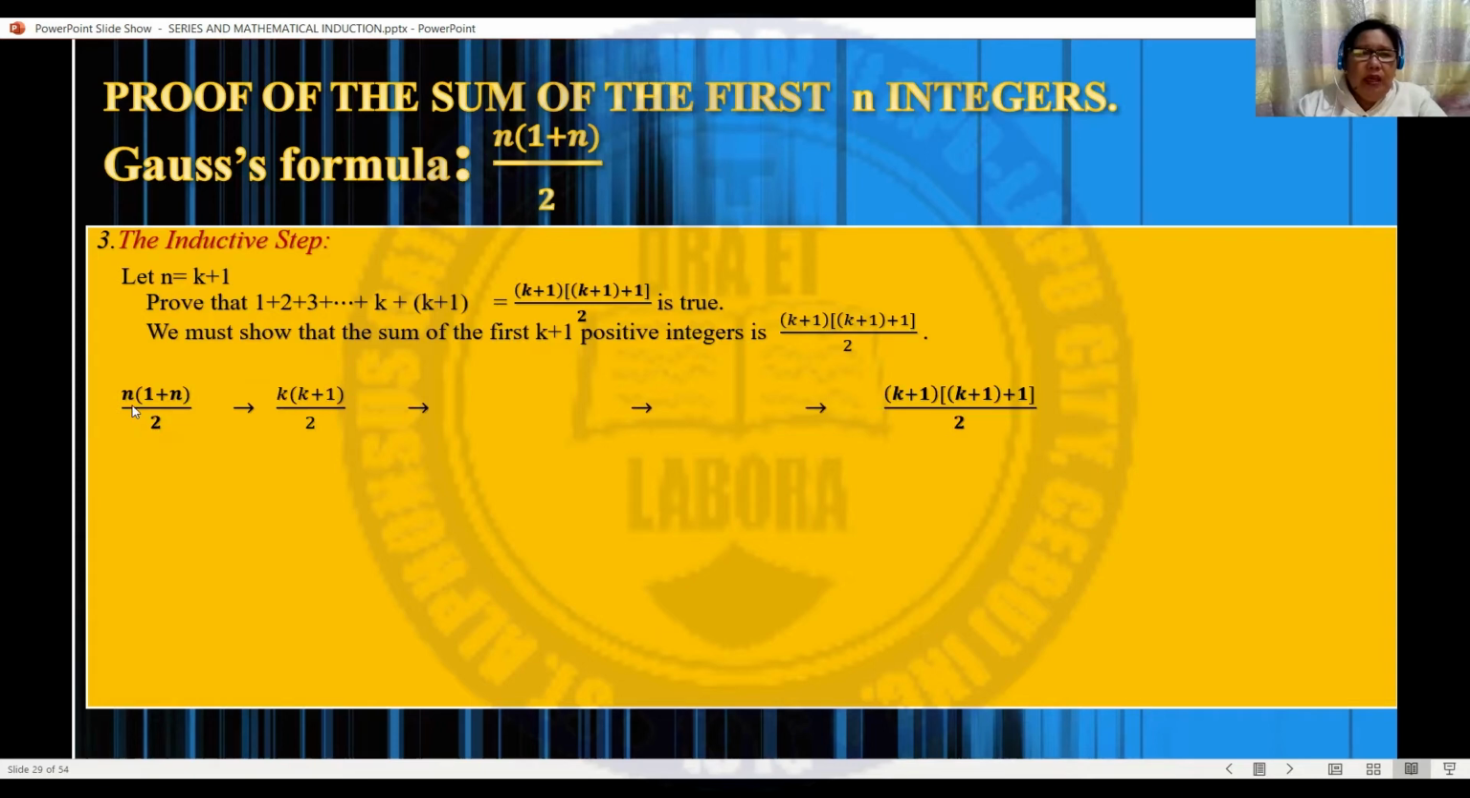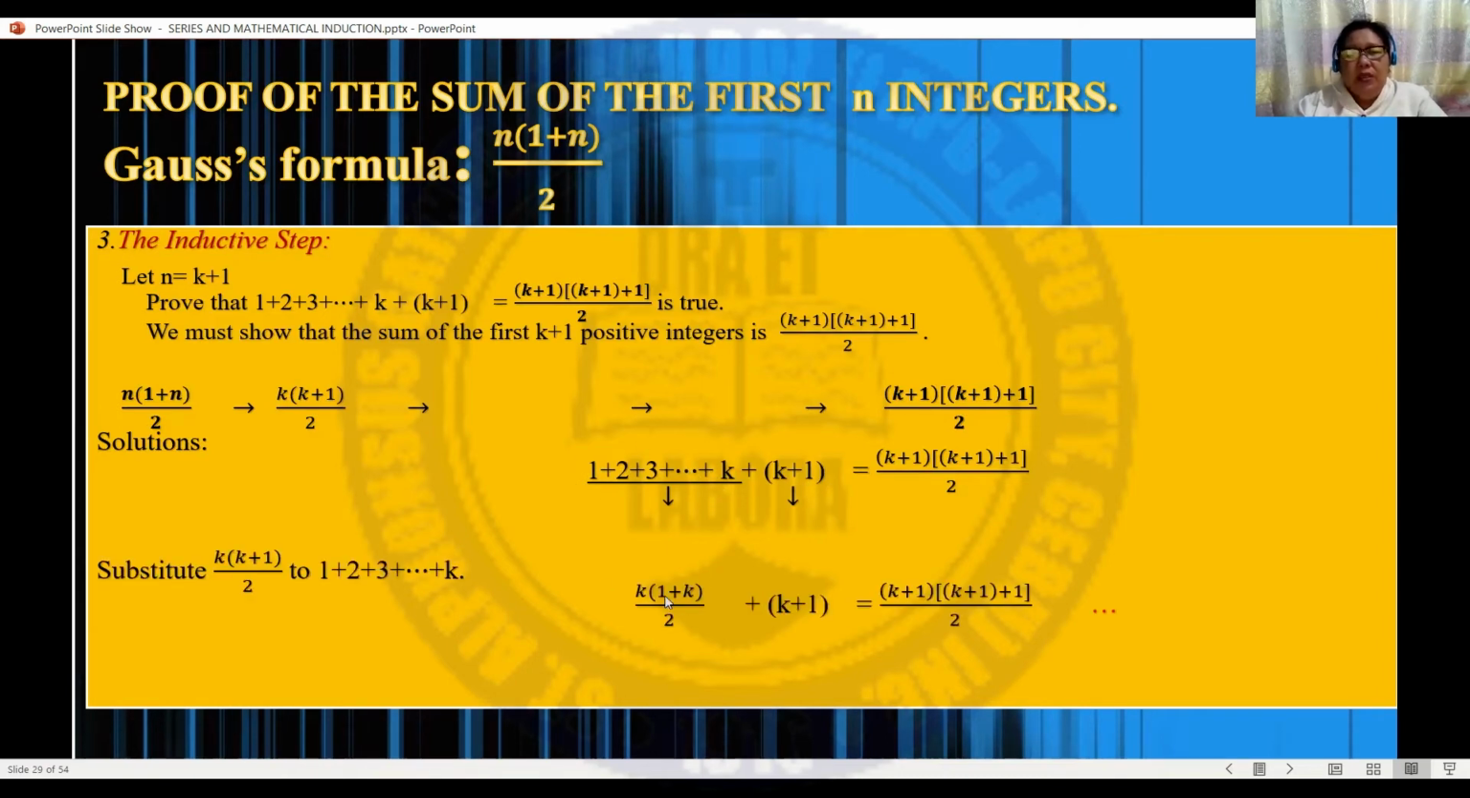From the first step, we have n times 1 plus n over 2. Second step, we have k times the quantity k plus 1 over 2. Until we reach the third step, so we add 1 to k, so that's k plus 1, and then we add 1 to k plus 1, so we have k plus 1 over 2. For the solutions, for 1 plus 2 plus 3 plus k, then adding k plus 1, this expression is equivalent to k times 1 plus k over 2, and copy k plus 1.